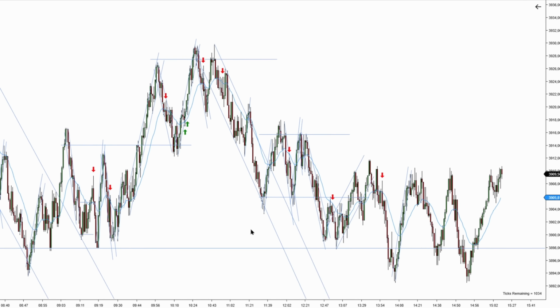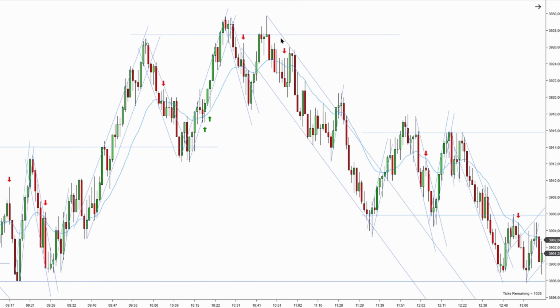So this is how I'm approaching this, and this is why I expect for prices to go all the way down to this support.